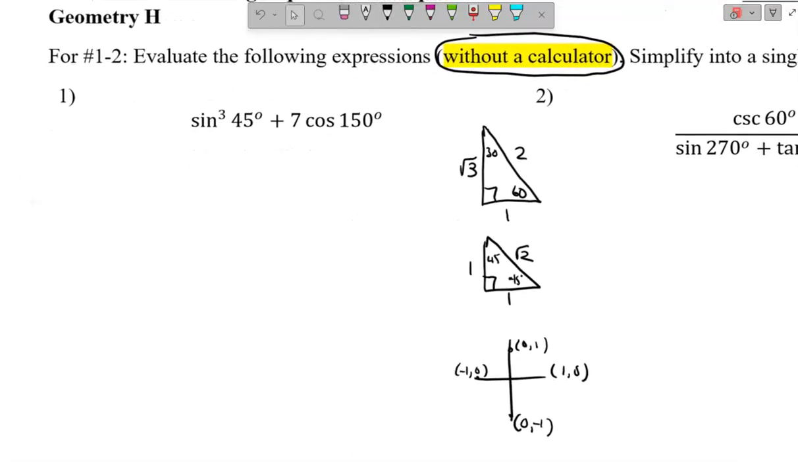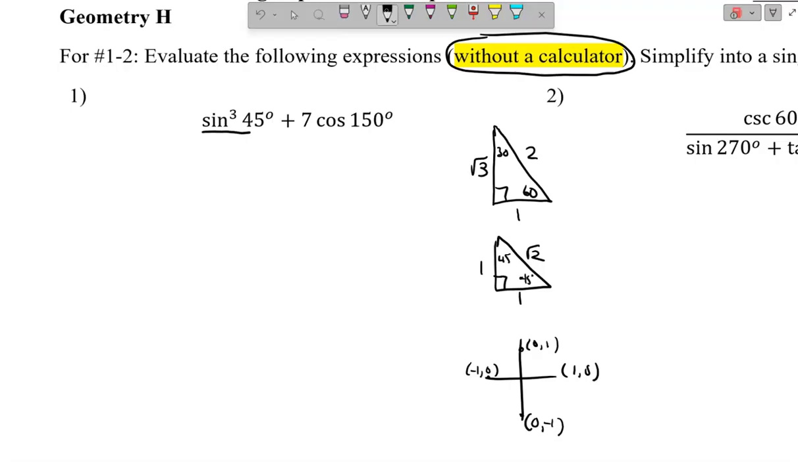So when I look at number 1, we have sine cubed of 45. Now I want to remind you that that cube on the outside actually means quantity cubed. So really what this is, is sine of 45, and you're raising all of it to the 3rd power. This is a common notation you're going to see with trig expressions, so I want you to make sure you pay close attention to that.